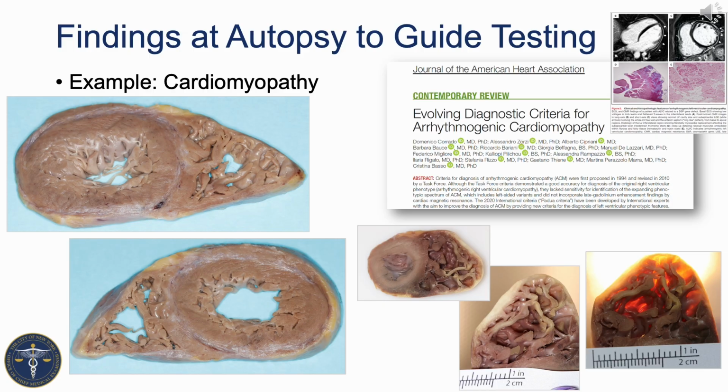A contemporary review on the evolving diagnostic criteria for arrhythmogenic cardiomyopathy was published in the Journal of the American Heart Association and provides both clinical and pathologic features of arrhythmogenic cardiomyopathy. Recognizing these striking gross findings also immediately allows the medical examiner to have a working list of genes in mind that they anticipate may contain a variant. And it again allows the medical examiner and the molecular geneticist to make a genotype-phenotype correlation.